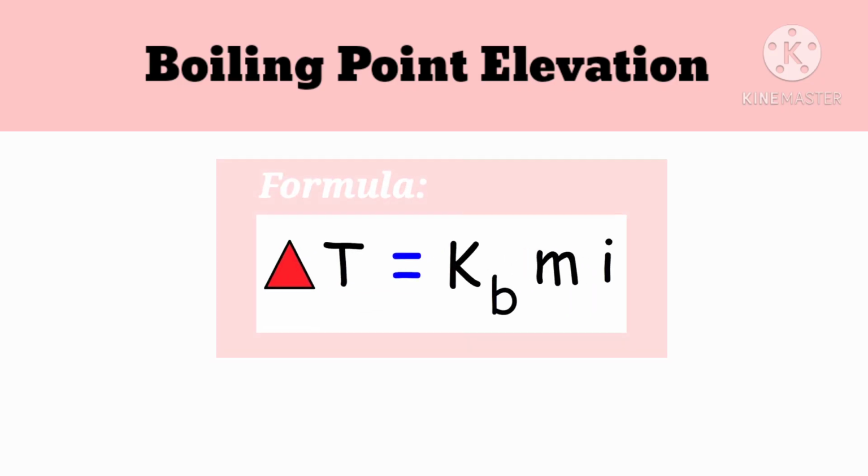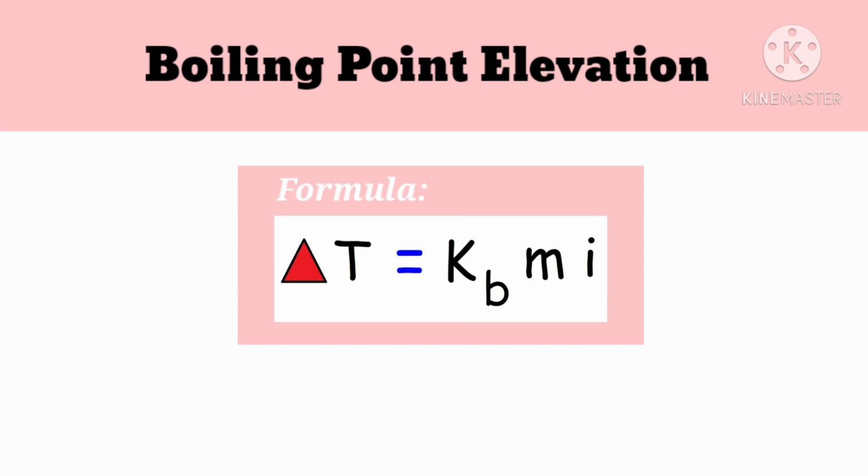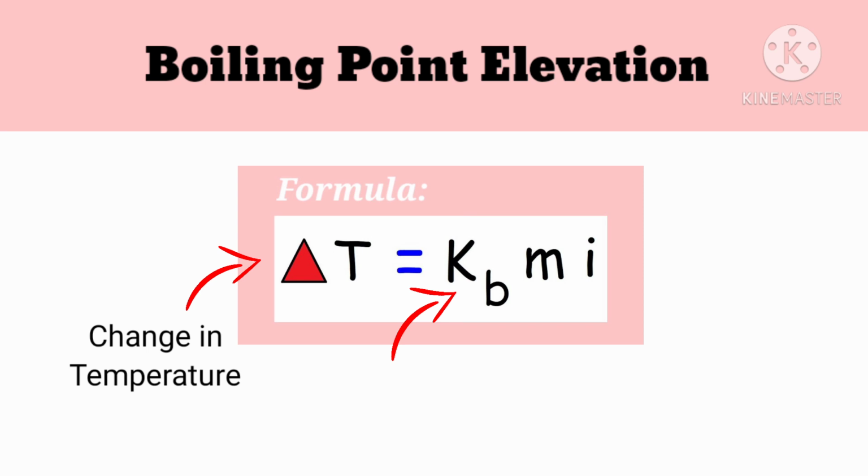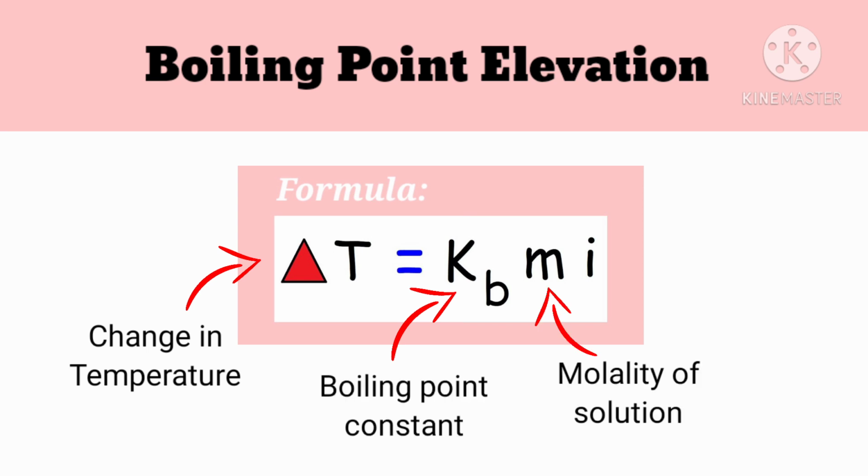The formula for boiling point elevation is delta T equals K sub B times m times i. Delta T means the change in temperature from the pure solvent's boiling point to the boiling point of the solution. K sub B is the boiling point constant, m is the molality of the solution, and i is the Van't Hoff factor. It is a unitless constant directly associated with the degree of dissociation of the solute in the solvent.